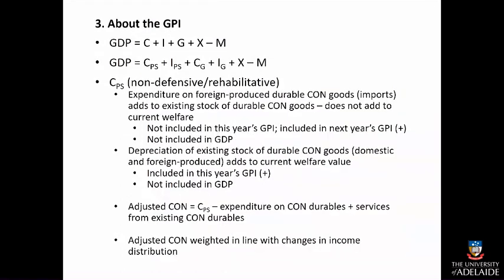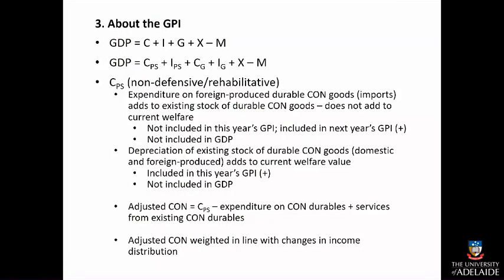Okay. So then there's expenditure on foreign produced durable consumption goods, imports. Again, that just adds to the existing stock of durable consumption goods and does not add to current welfare. For the same reason, it's not included in this year's GPI, but it's included in next year's GPI. So if you buy a television that's been manufactured in China, which costs you $1,000, you don't get an immediate $1,000 benefit. You're just adding to the stock of consumer durables that you and the nation possess, which provides services in the future. It would not be included in GDP either, because it would be an imported product.